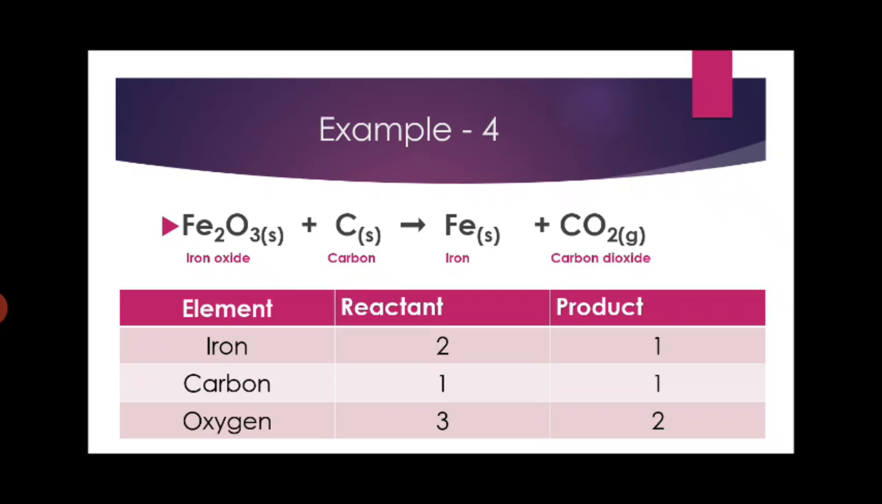Let's discuss another example to make it more clear, which is the equation where ferric oxide and carbon react together to produce iron and carbon dioxide. From this equation, we count the number of atoms on each side. On the reactant side, we have 2 iron atoms and 1 on the product side. On the reactant side, we have 1 carbon. On the product side, we also have 1 carbon. On the reactant side, we have 3 oxygen, and on the product side, we have 2 oxygen atoms.